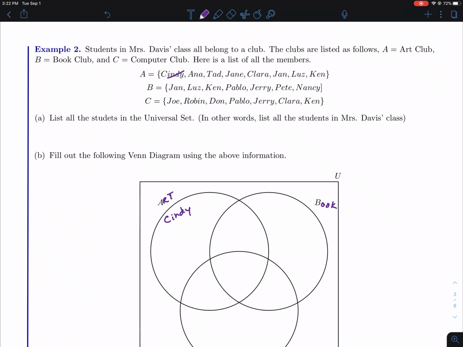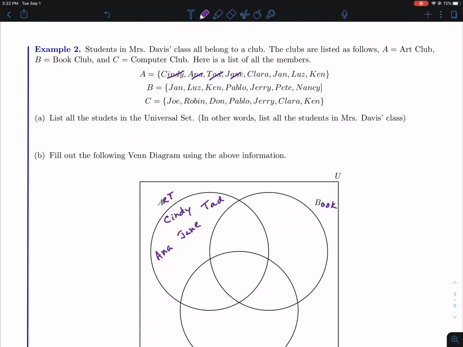So Anna, it appears she's only in the art club also. So let's throw her over here as far away from the other circles as possible. So Tad looks like he is only in the art club as well. So let's throw Tad here. So Jane appears to only be in the art club. So let's put Jane here.